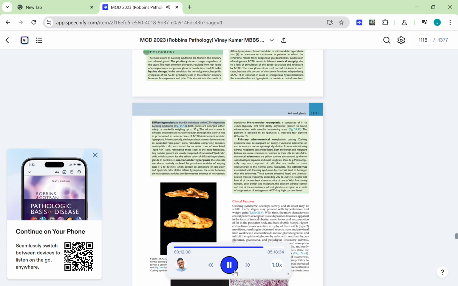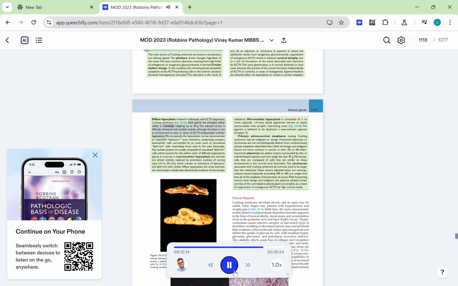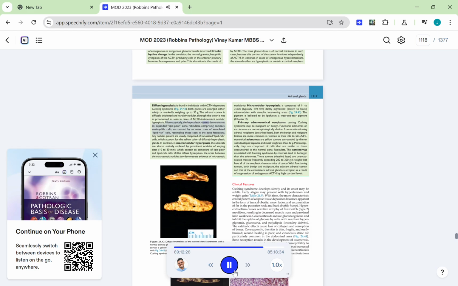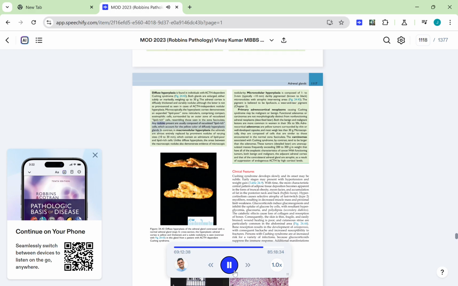Diffuse hyperplasia is found in individuals with ACTH-dependent Cushing syndrome. Both glands are enlarged, either subtly or markedly, weighing up to 30 grams. The adrenal cortex is diffusely thickened and variably nodular, although the latter is not as pronounced as seen in cases of ACTH-independent nodular hyperplasia. Microscopically, the hyperplastic cortex demonstrates an expanded lipid-poor zona reticularis, comprising compact eosinophilic cells, surrounded by an outer zone of vacuolated lipid-rich cells, resembling those seen in the zona fasciculata. Any nodules present are usually composed of vacuolated lipid-rich cells, which account for the yellow color of diffusely hyperplastic glands.